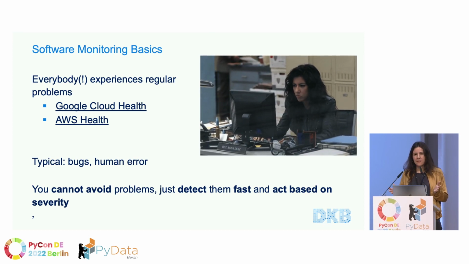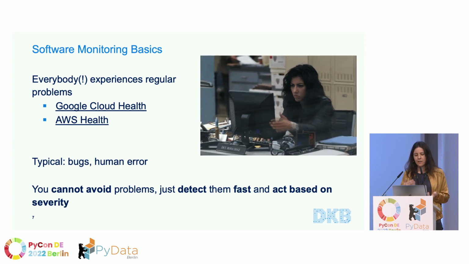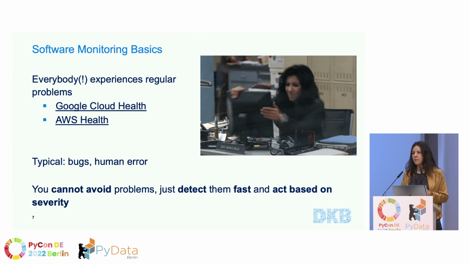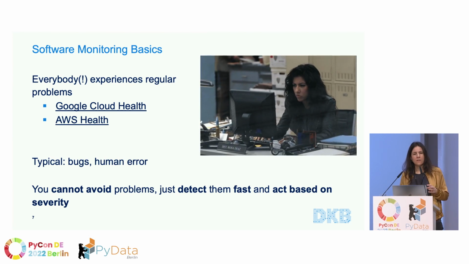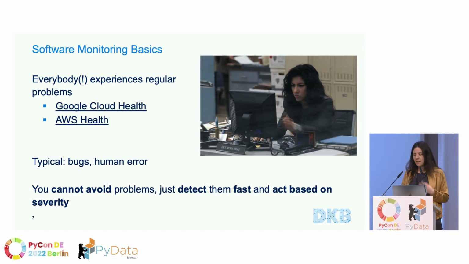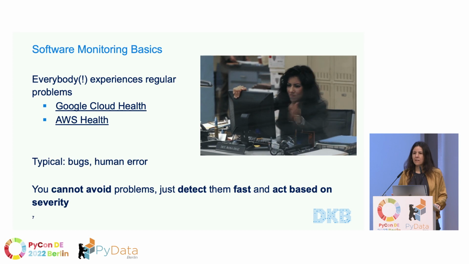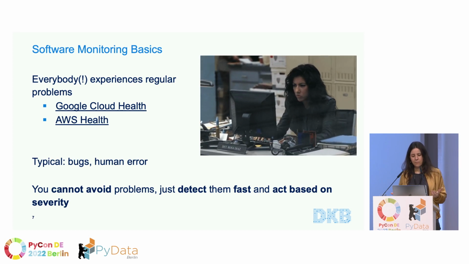Everybody experiences incidents. So even the really big professional software companies like Google or AWS have regular incidents. That's why they have a health dashboard where they show, okay, this service is experiencing slowdown or worse, and this is when it's coming back up. So you can see that this is unavoidable. It's an unavoidable problem that you will have problems.